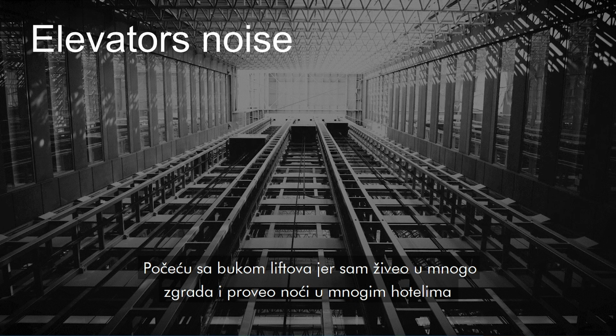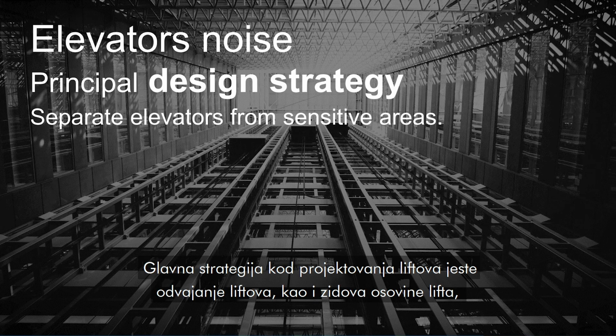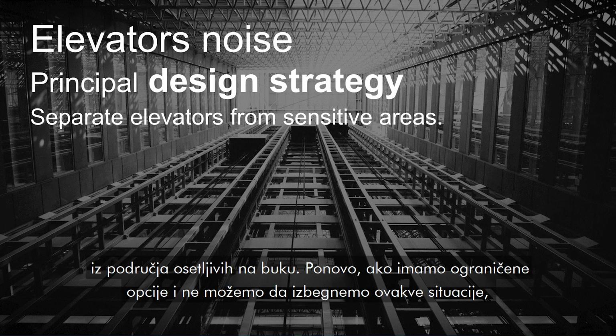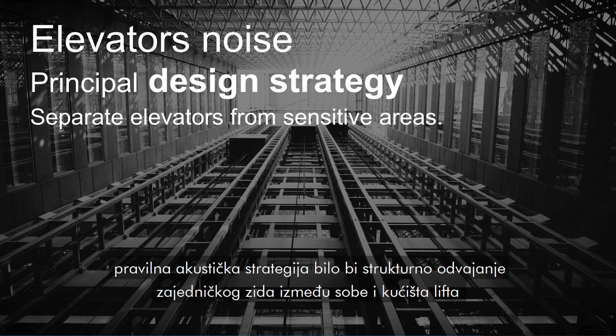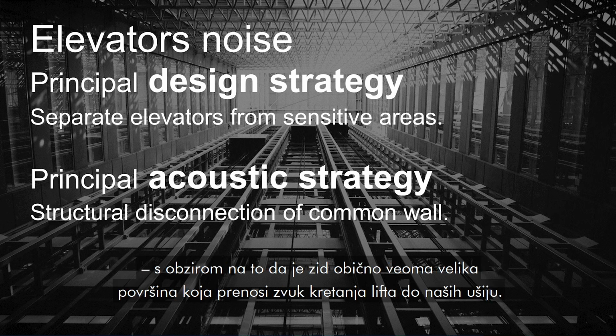I'll start with the elevator's noise, as I've personally lived in a lot of buildings and I've spent nights in many hotels where I could hear every single stop and start of the elevator. So the principal design strategy when designing the elevators is to separate the elevator shaft wall from the noise-sensitive area. Again, if we are limited with options and can't escape from these situations, the correct acoustic strategy would be to structurally disconnect the common wall between the room and the elevator shaft, because that's the wall which usually has a very large surface and transmits the sound from the elevator's movement to our ears.